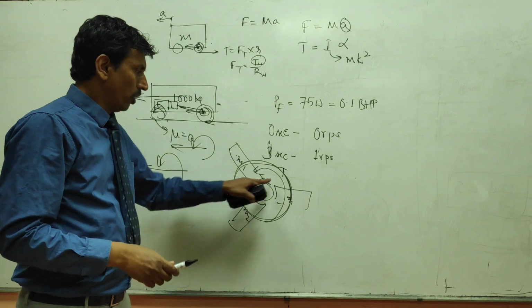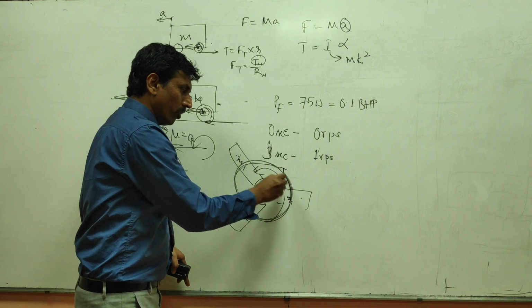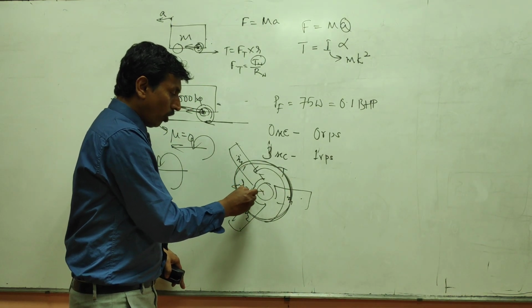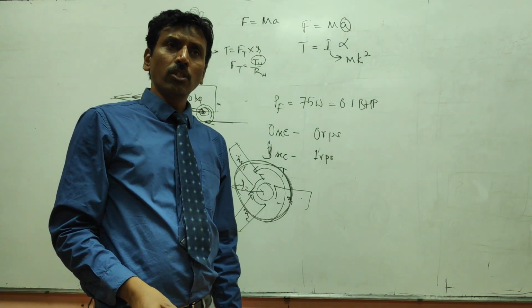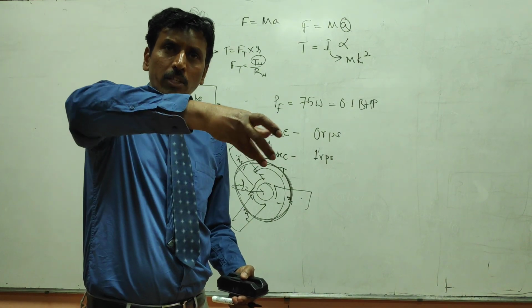So if you can put the same mass into a single ring at some position, that radius is called K. K is called the radius of gyration, which is an imaginary radius at which this mass can be put and you feel the same resistance to rotation.